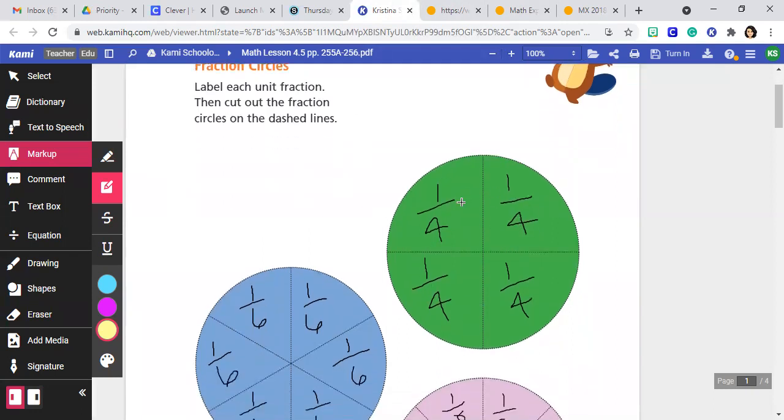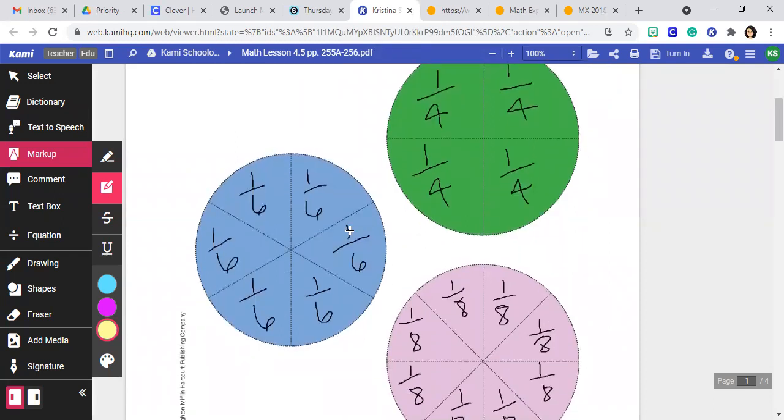I looked at this green fraction circle, and you can see that I have already labeled it with the unit fraction. Because there were 4 equal parts in this circle, I knew that my denominator was going to be a 4. And a unit fraction is one of those equal parts. So 1/4, 1/4, 1/4. There are 4 fourths here to make one whole circle.